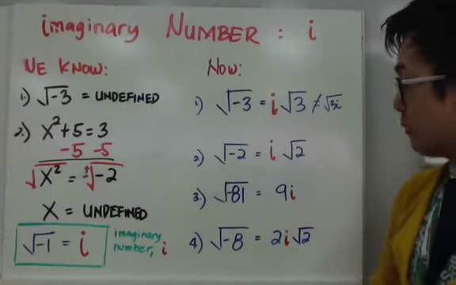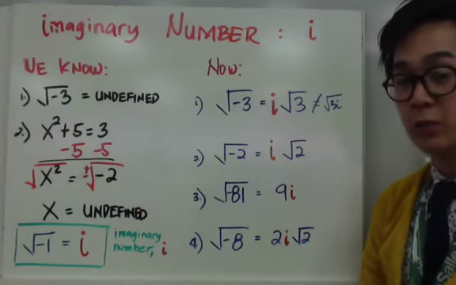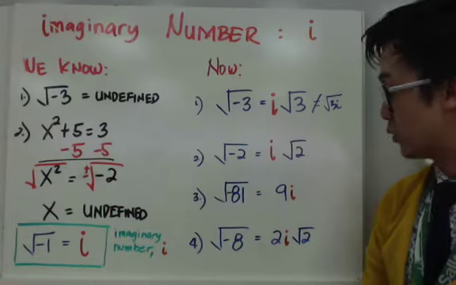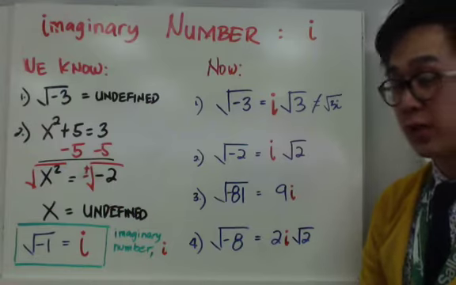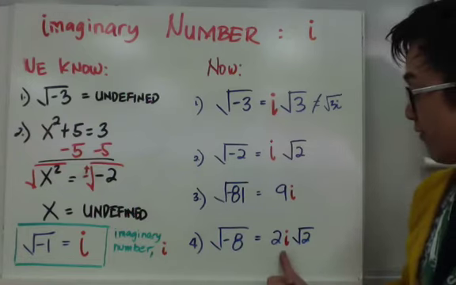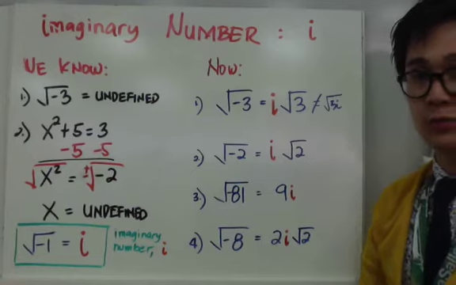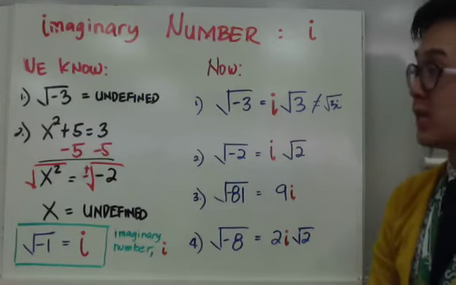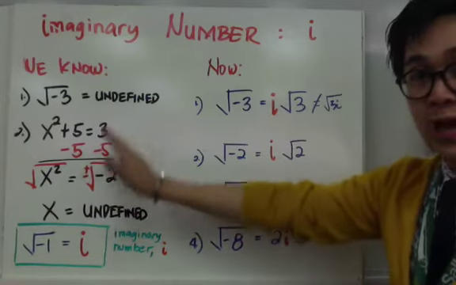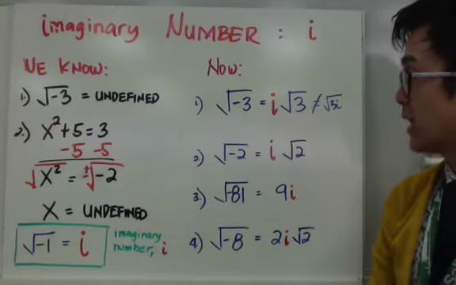So for number 4, I have square root of negative 8, and 8 is not a perfect square, but we can factor it into 4 times 2, and the square root of 4 is 2. So using the factor tree, square root of negative 8 is simply 2i square root of 2. So this is how we use the imaginary number. It's no longer undefined, now it's the imaginary number i.